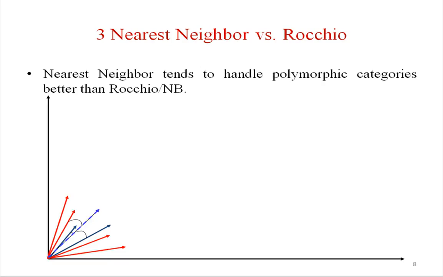But in Rocchio classifiers we realize that the black document shows more similarity with the centroid. This may be the centroid for all red documents, and this may be the centroid for blue documents. This is for red and this is for blue. So it will show a smaller angle with the red centroid than with the blue centroid, and it will be wrongly classified with the red documents.